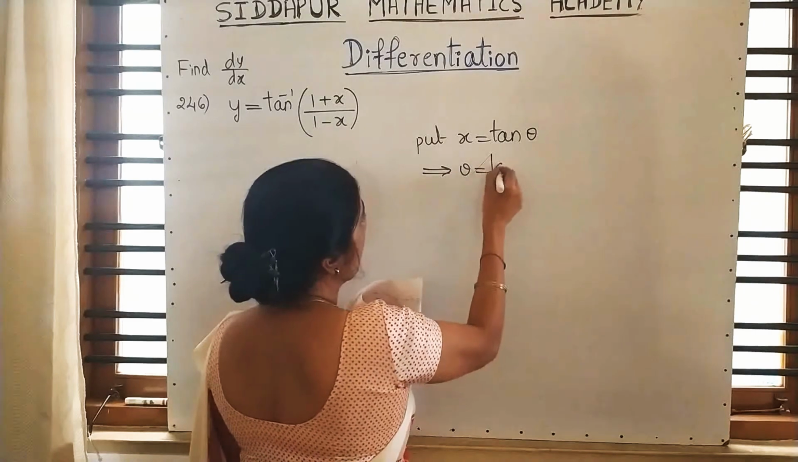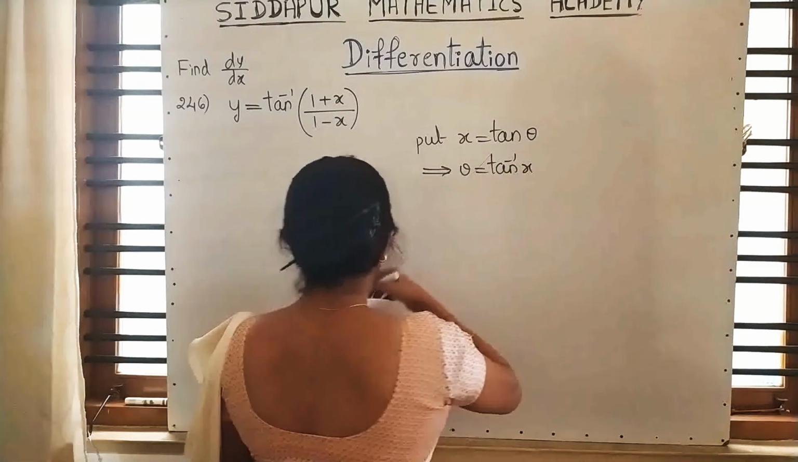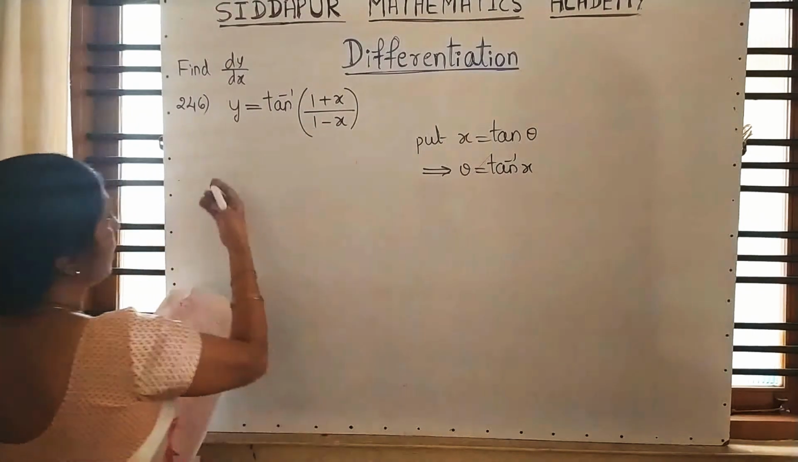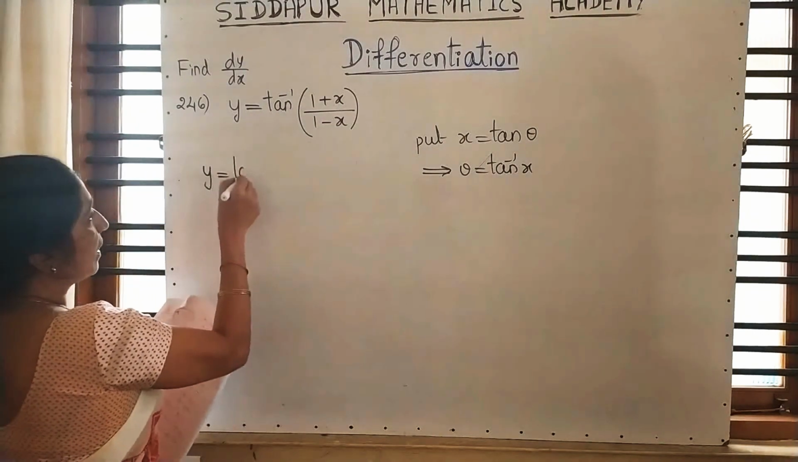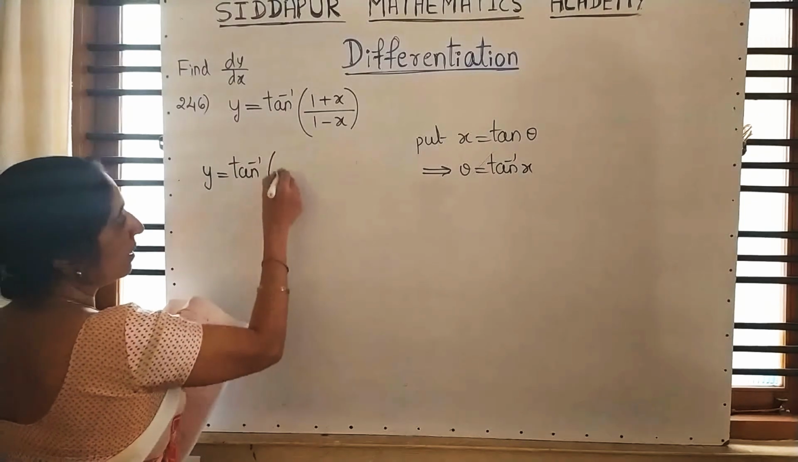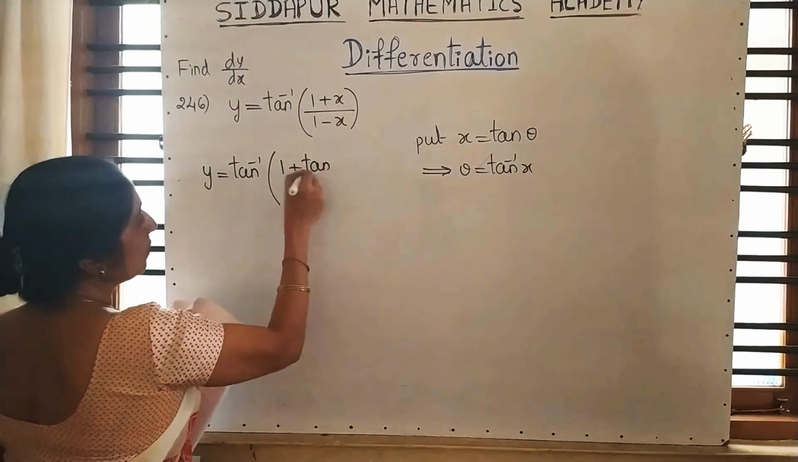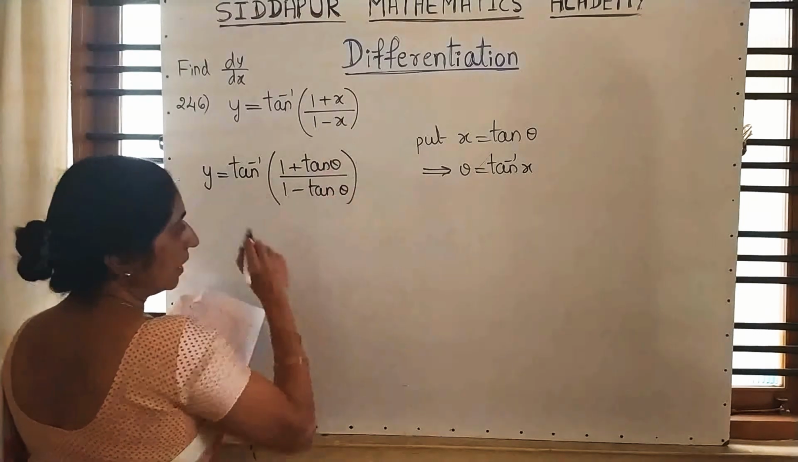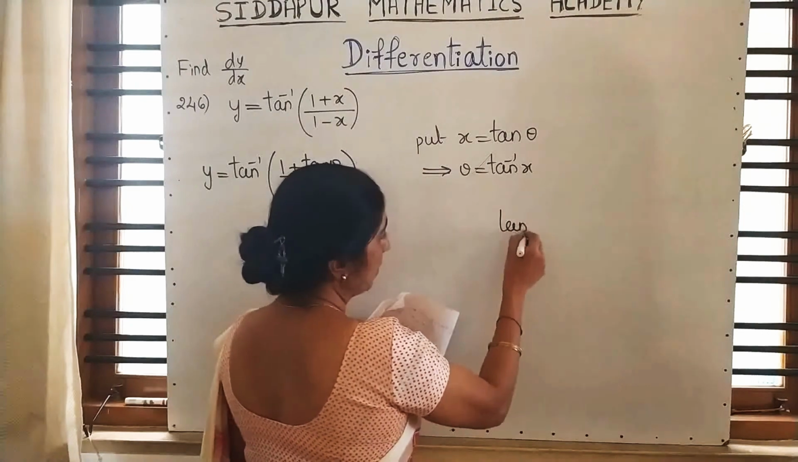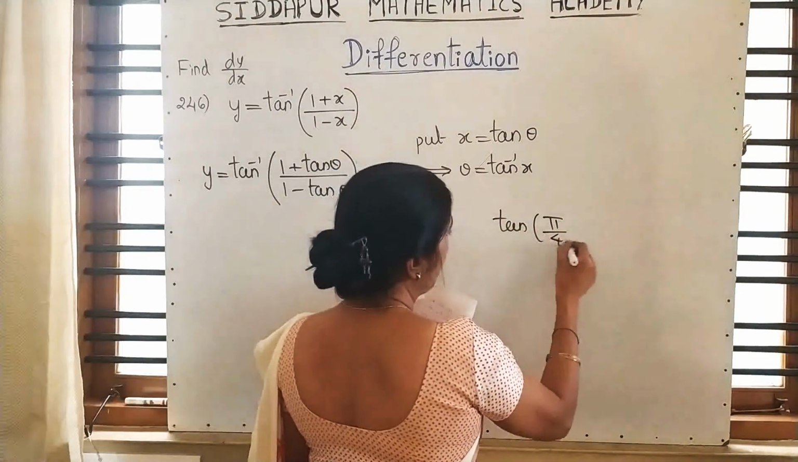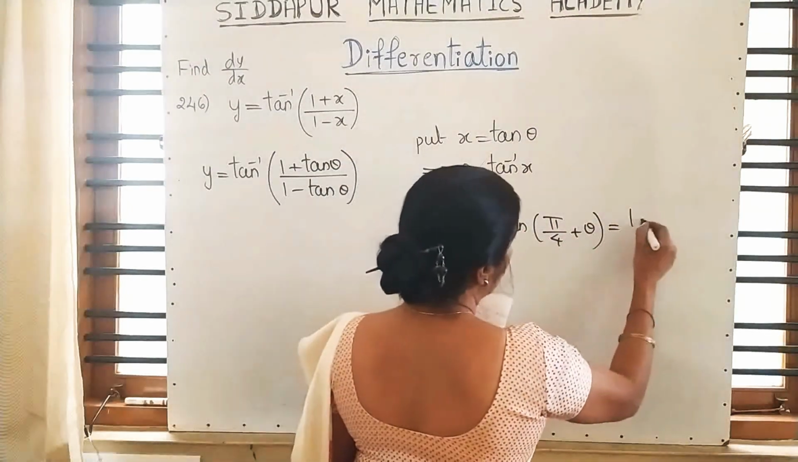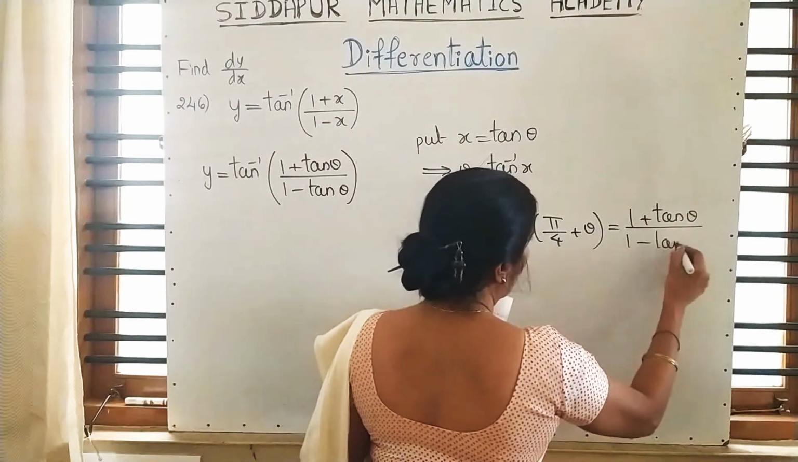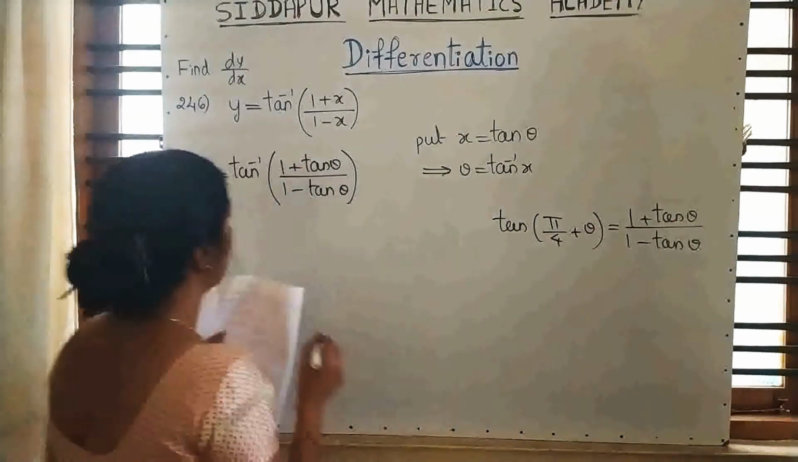What is theta? Theta is tan inverse of x. For that, the first year trigonometry formulas are very important. y is equal to tan inverse of (1 plus tan theta) upon (1 minus tan theta). Have you remembered this formula? Tan of (pi by 4 plus theta) is (1 plus tan theta) upon (1 minus tan theta). That is the standard formula.